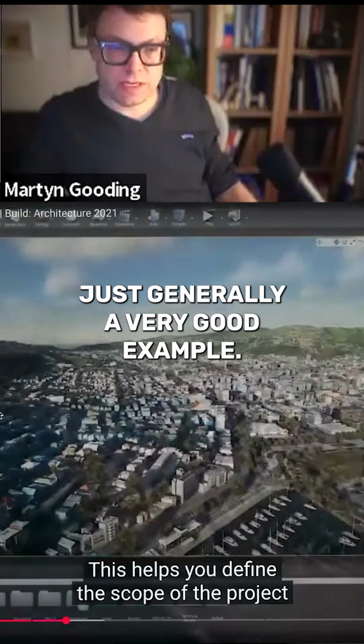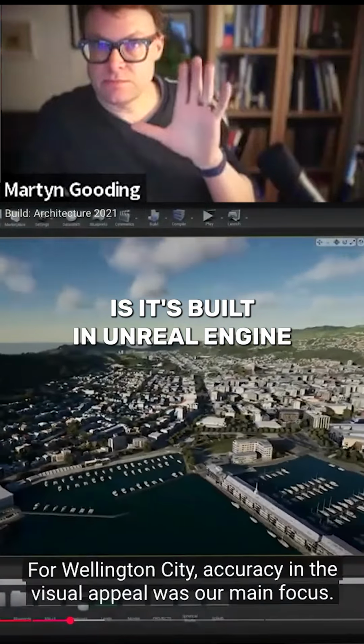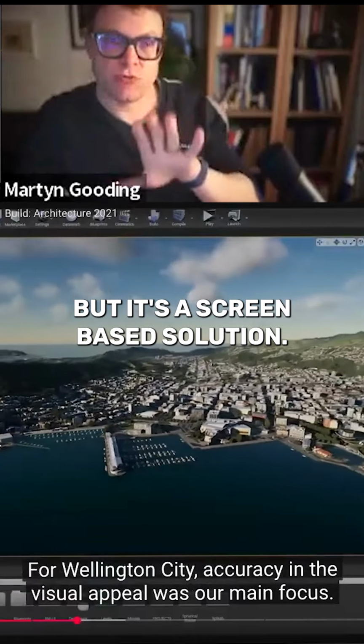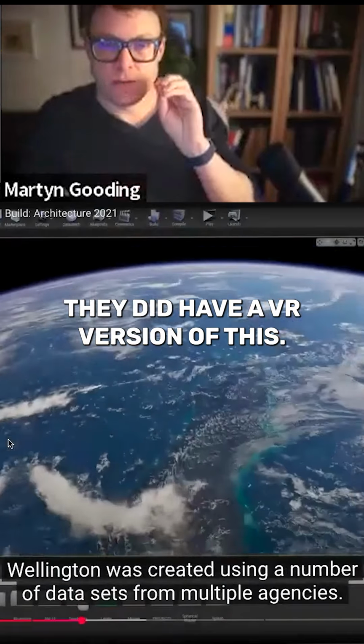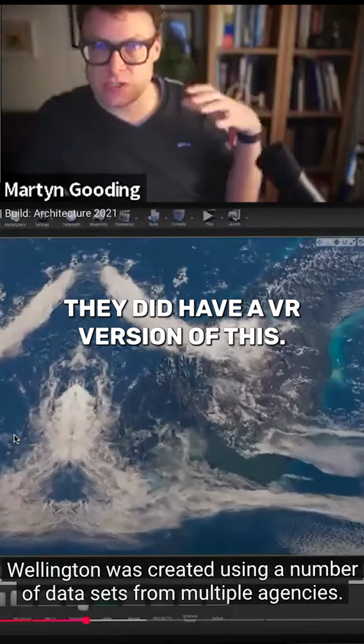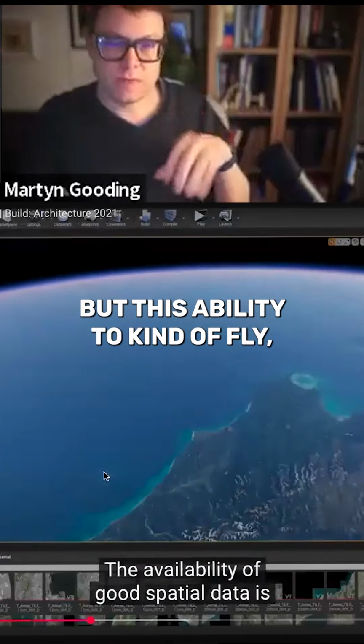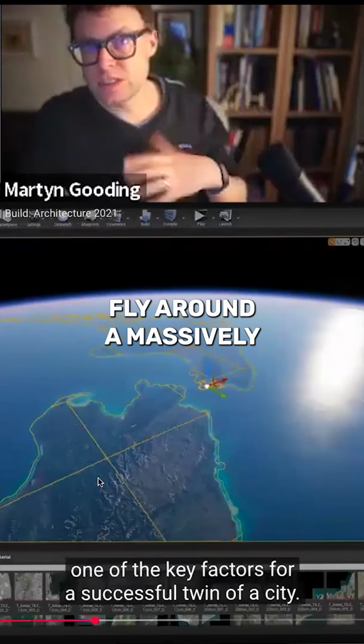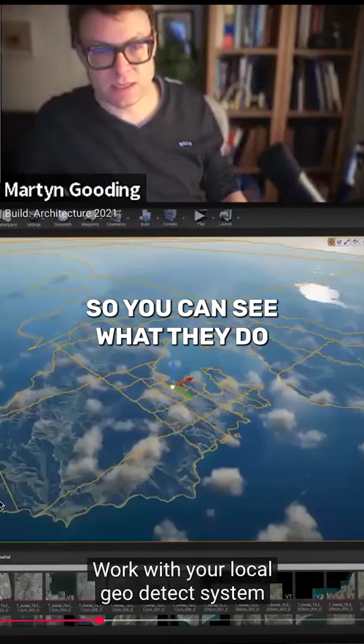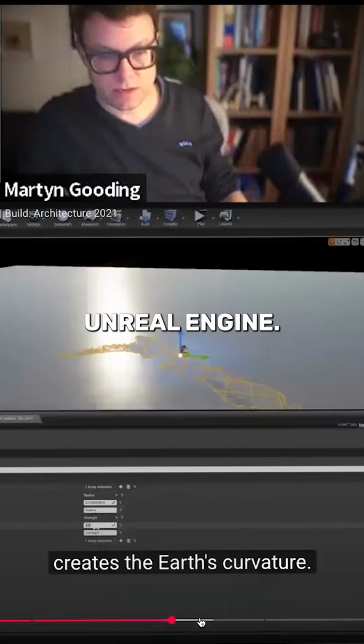So this is just generally a very good example. Now, again, it's built in Unreal Engine, but it's a screen-based solution. They did have a VR version of this, so you can really get in at street level. But this ability to fly around immersively is just a really good way of understanding data. So you can see what they're doing here, showing how they did it in Unreal Engine.